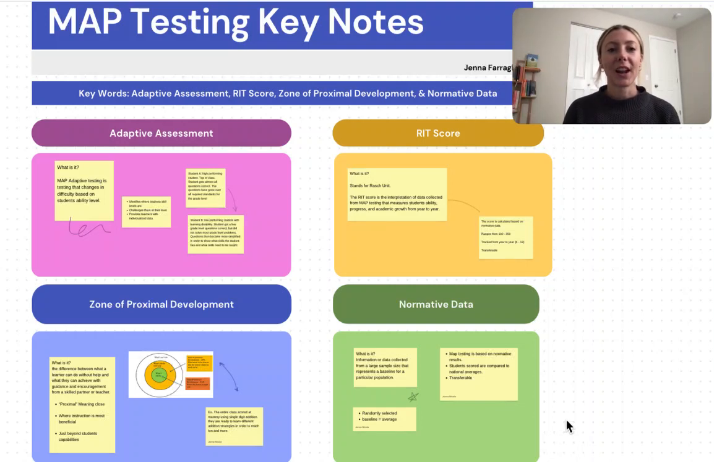Hi, my name is Jenna Farragher, and I will be going over some keynotes for you in regards to MAP and MAP testing. Some of the key words we'll look at today are adaptive assessment, RIT score, zone of proximal development, and normative data. Hopefully you've heard some of these words before, and if not, I will go over them as best as I can for you.